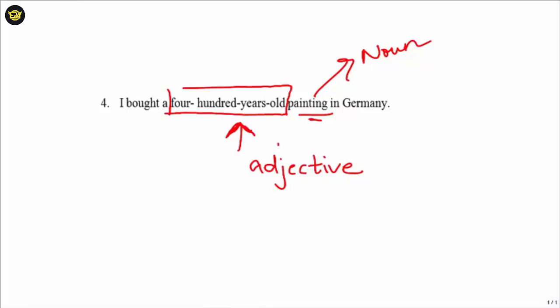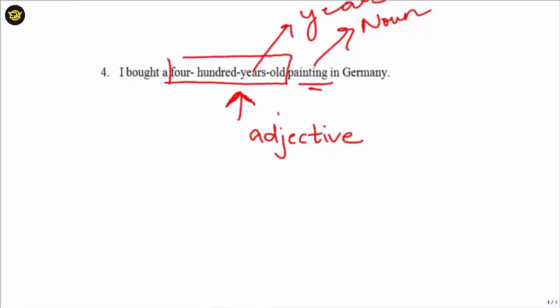But what is wrong with this sentence? I bought a 400 years old painting in Germany. Does it sound off? It sounds a little off, right? Why? Because of this certain word over here. I bought a 400-year-old painting. Now, why are we doing this?